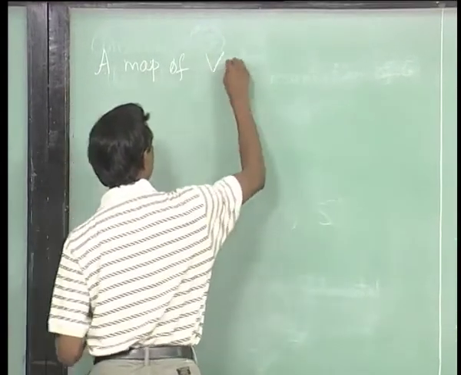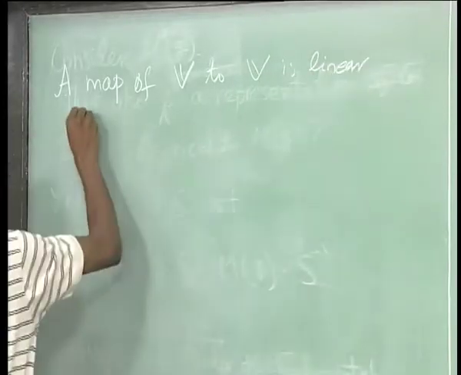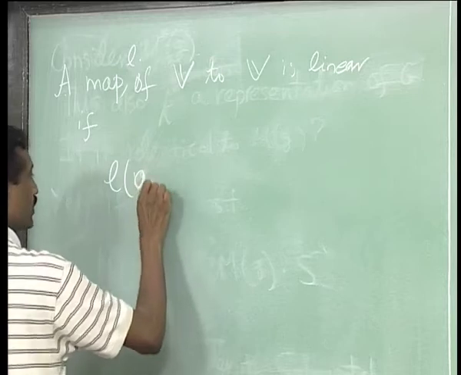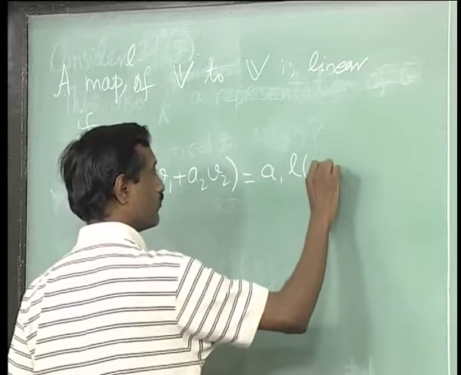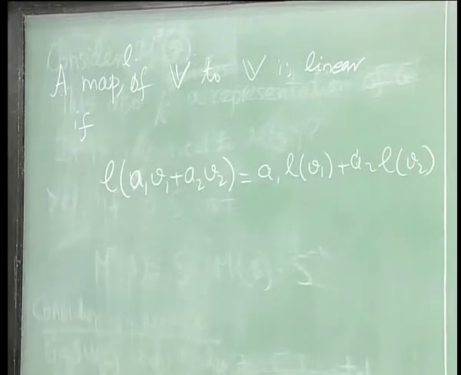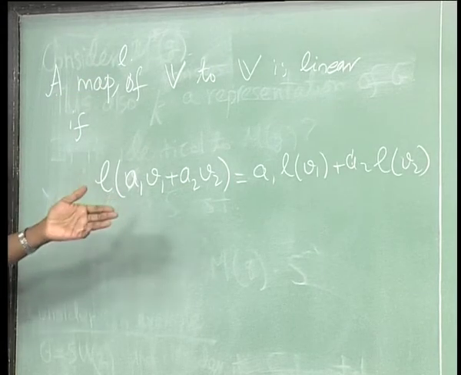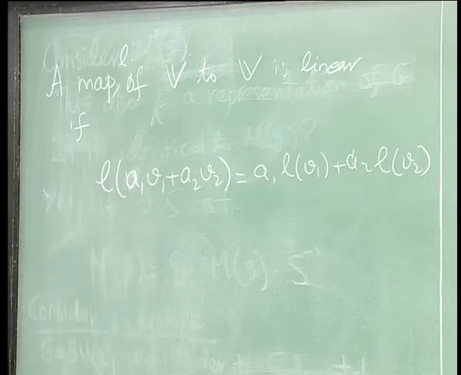...of a vector space to a vector space is linear if, okay, a map L, let us say L of... this is what one means. So first let us understand a linear map, this is what we mean by a linear map. Once you have a map which is linear, then it suffices to look at how it maps the basis elements.